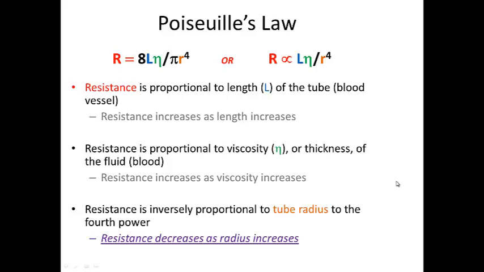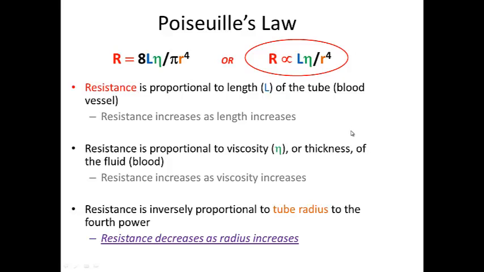Now here, I've rewritten this. Basically what we're doing here is we're going to take out the constants. So we have 8 in there, we have pi in there. If we divide those out, it works out to be about 2.5. But really, we're not interested in the specific numbers. We're interested in the relationship. So we want to know if there's a change in radius, what is the magnitude of change we see in resistance?